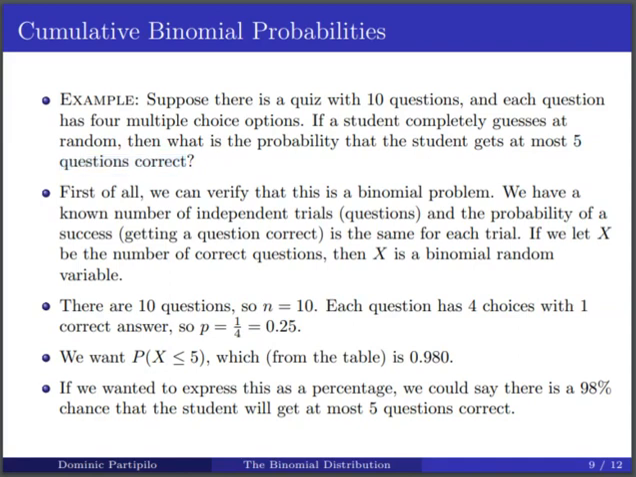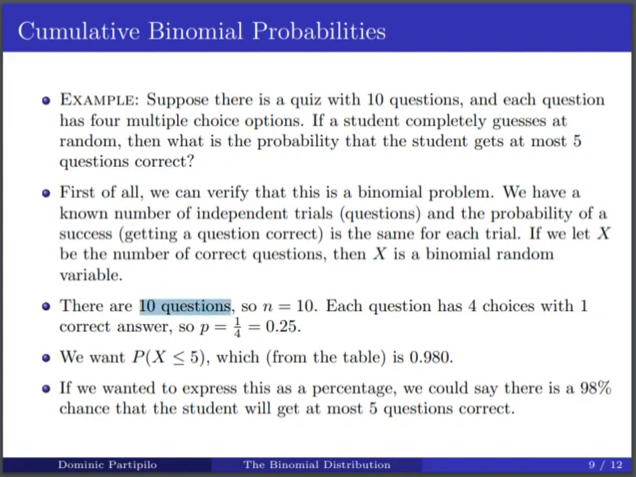So first of all, we need to verify that this is even a binomial problem in the first place. We have a known number of independent trials, and these are the questions on the test. And the probability of a success is the same for each trial. Each of the questions has 4 multiple choice options, so the probability of getting it right is 1 over 4 for each question. So we could let X be the number of correct questions, and then X would be a binomial random variable because it meets all the conditions of a binomial experiment.